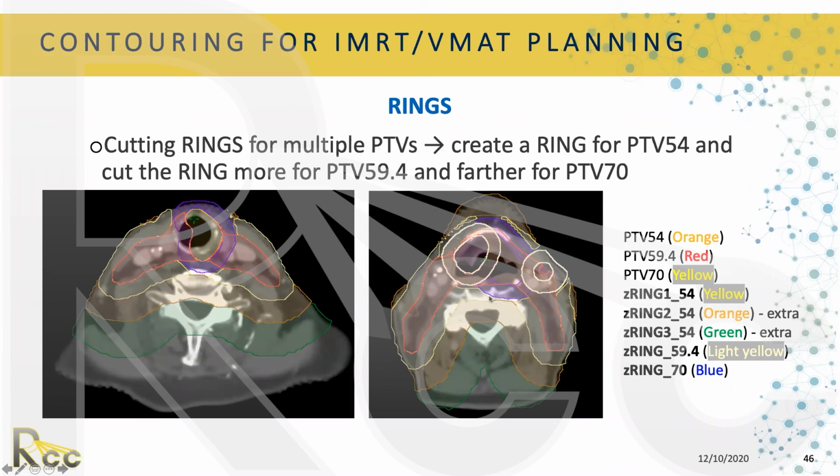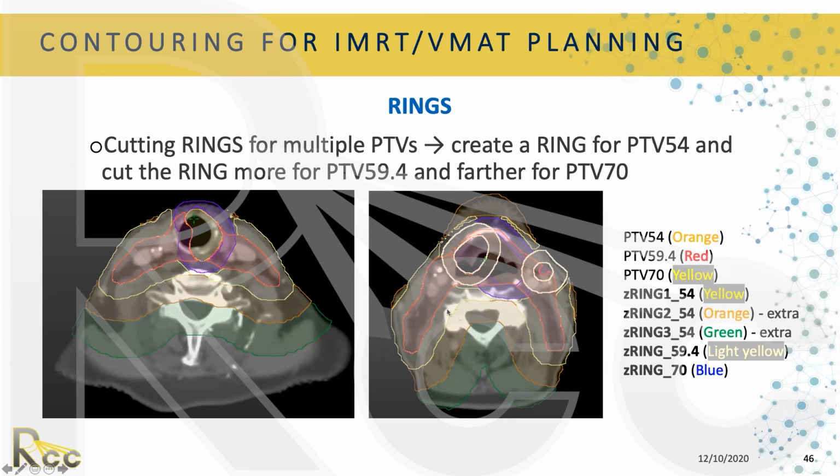You see how we took some margin from the ring. This is the ring of the 70, which is here, and this is the ring for the 5940. So you need to leave margin because you know that in this area there's going to be more dose because you try to give it more dose here. So you want to separate that ring 54 because if you put it here around the PTV 54, it's going to be conflicting with this ring. So make sure that you separate it.